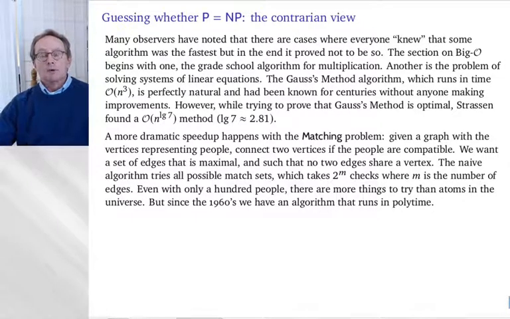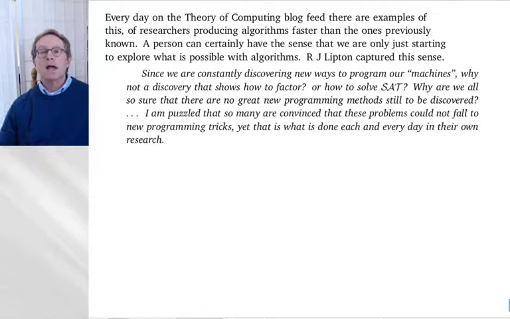So the obvious natural thing is not always the right answer. Sometimes there's some extremely tricky, very clever way to do the job. Every day, if you read the Theory of Computing blog feed, there are examples of this where researchers produce algorithms faster than the ones that were previously known. I mean, they scroll by. A person can certainly have the sense that we're only just starting to explore what can be done.